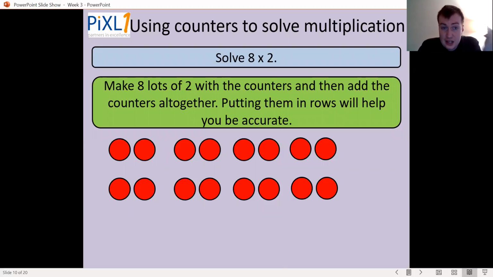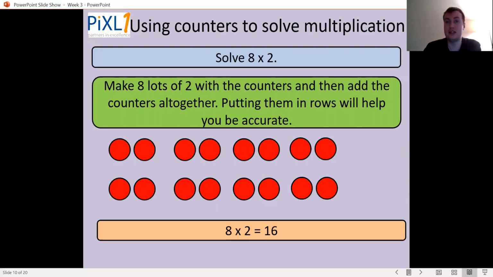Okay, so 8 times 2. What I've done is I've put 2 counters next to each other, 2, 2, and I've made 8 pairs of counters. I put them in rows because rows make it more accurate for me to count how many I've done and see my pairs clearly. So I can go 2, 4, 6, 8, 10, 12, 14, 16. That shows me that 8 times 2 equals 16.